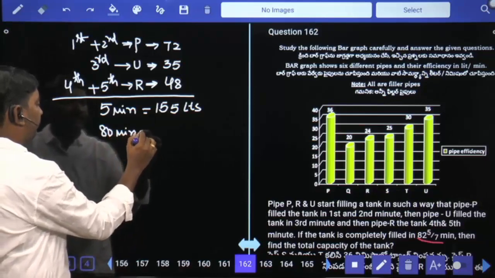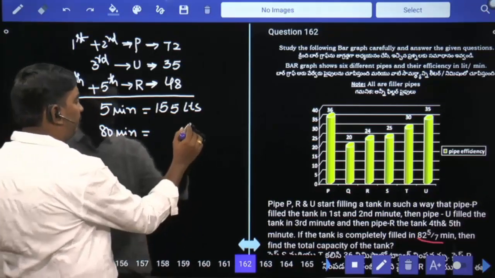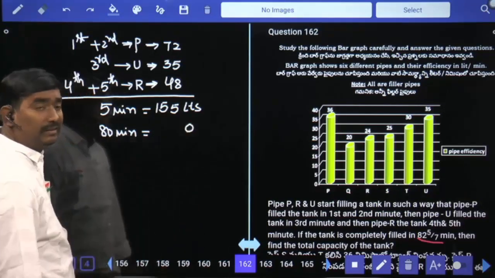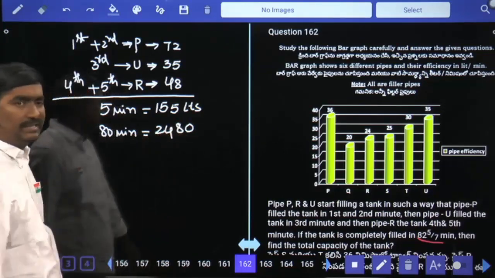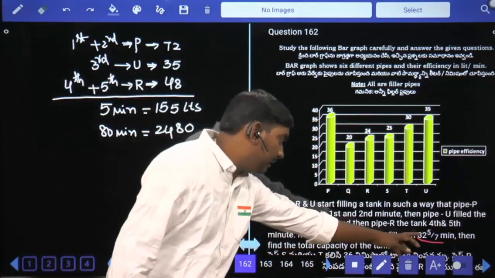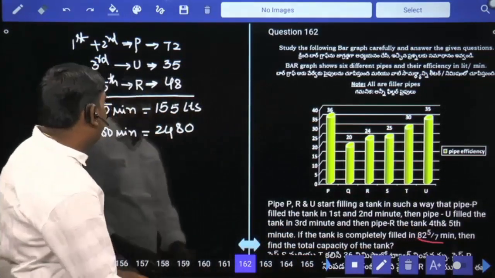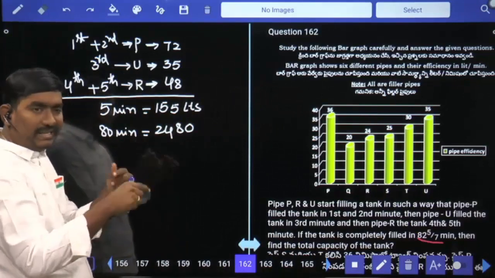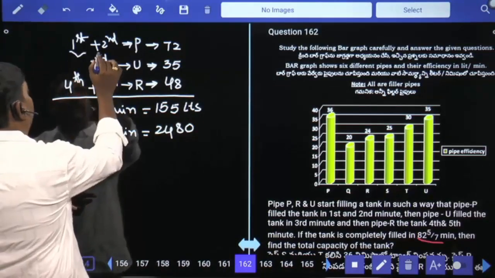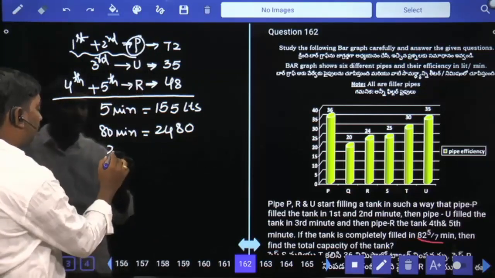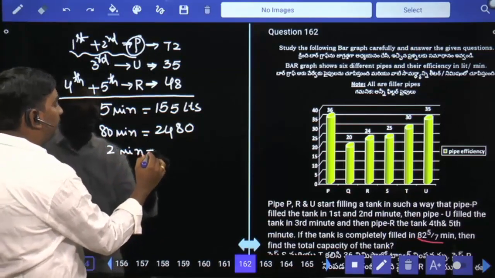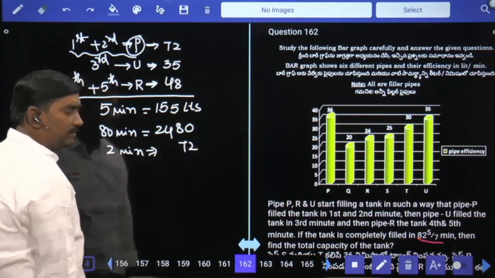In 80 minutes, 16 5s are 80, so 155 into 16: 2480 liters in 80 minutes. But the question is about 82 5 by 7 minutes. See, 80 minutes is over. For the next 2 minutes, only P is working. So in those 2 minutes, P can fill 72 liters.